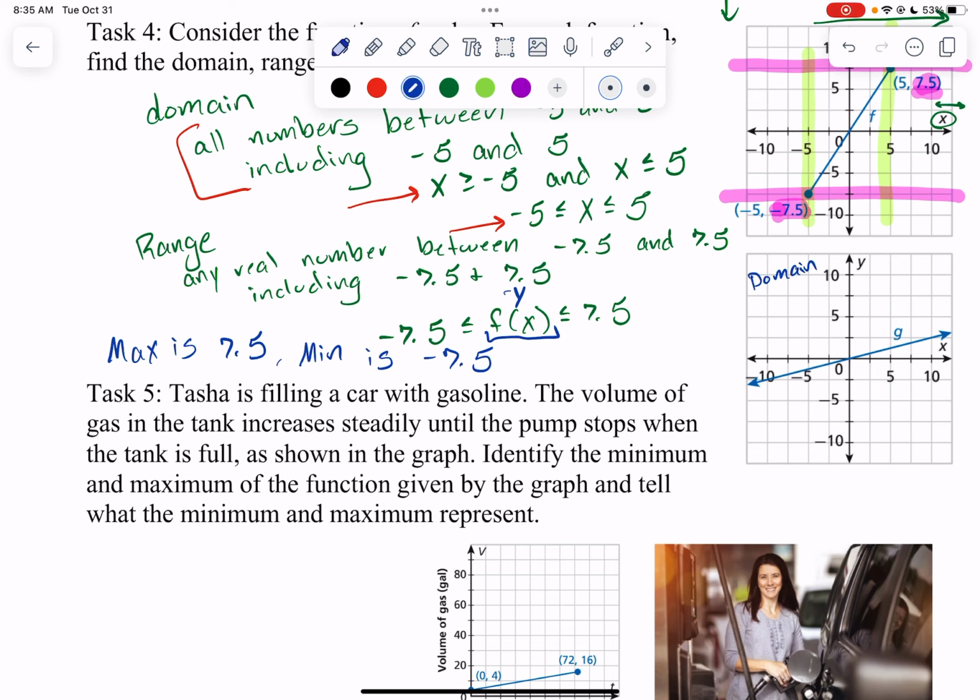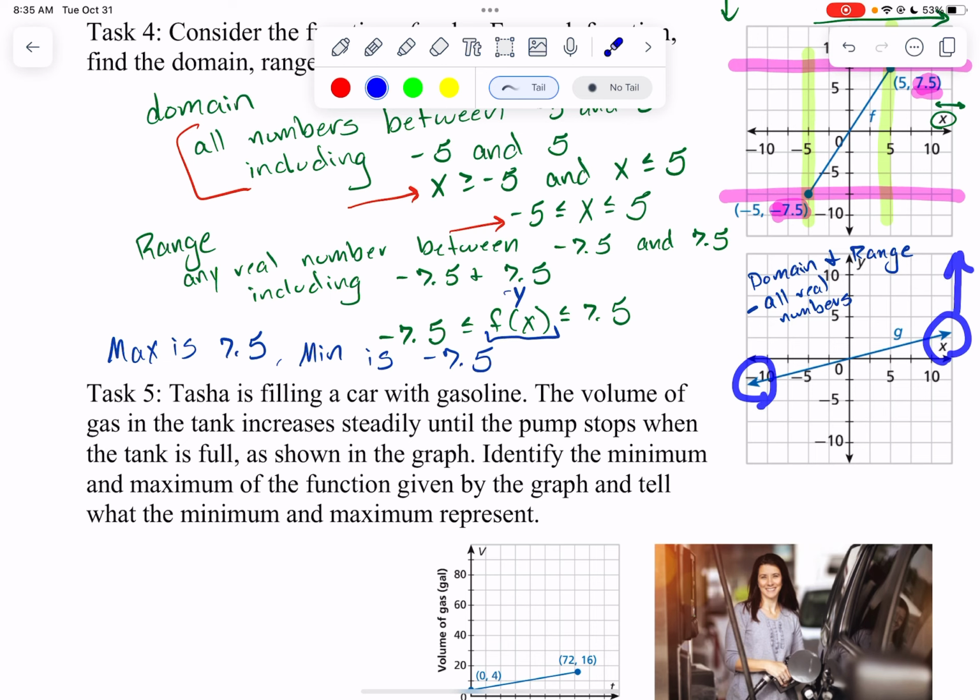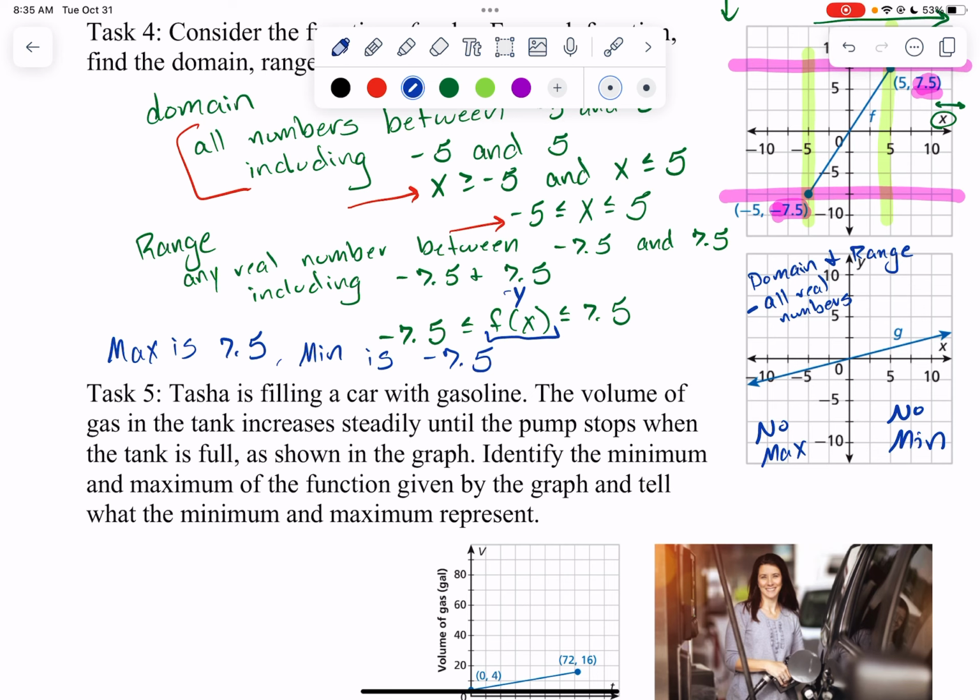So the domain and range for this: the domain is all real numbers because it goes left and right forever. And the range is also all real numbers, since it goes up and down forever. So the domain and range are both all real numbers since we have no endpoints. Since it goes up and down forever, it also has no minimum or maximum. It has no max and it has no min because this graph is going to slowly creep up forever.